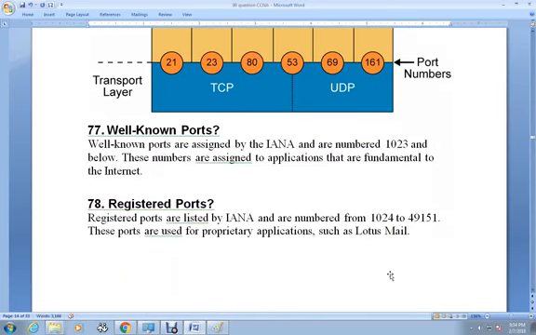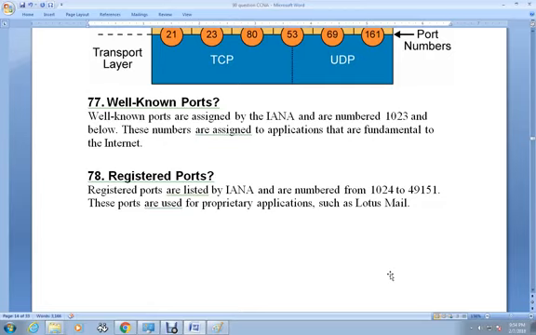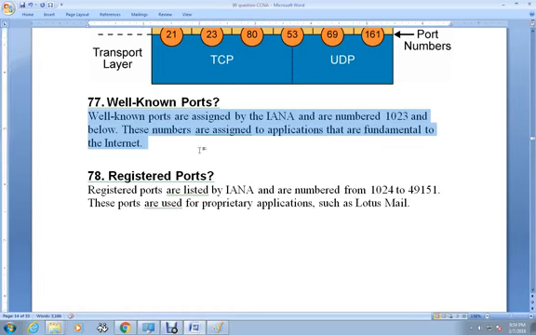Guys, similarly, we have one more question. What do you mean by well-known ports? Well-known ports are assigned by the IANA and are numbered 1023 and below. These numbers are assigned to applications that are fundamental to the internet.